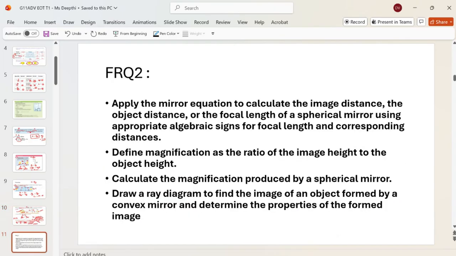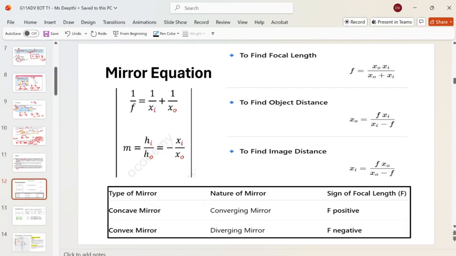Let's go to the second FAQ that also has 4 parts. It's about mirror. Apply the mirror equation to calculate object distance, focal length. And second one, to define magnification. Third, to calculate magnification. And fourth, to draw the ray diagram of a convex mirror and the properties. So these are going to be the 4 parts of your second FAQ.